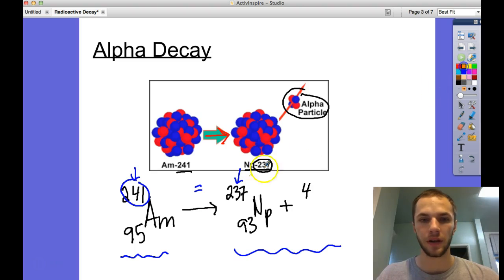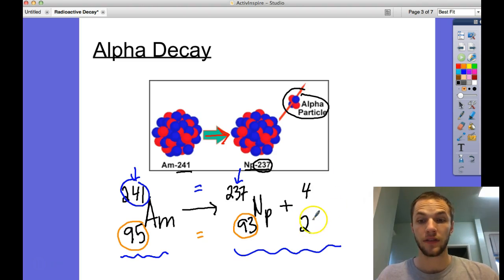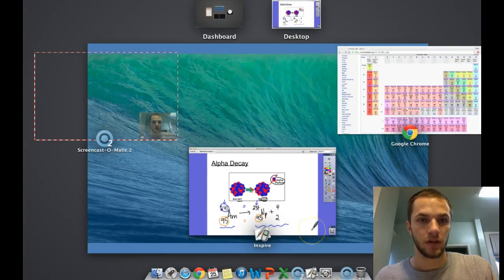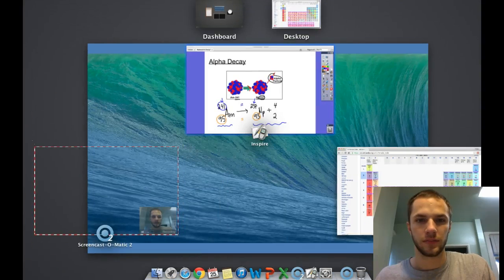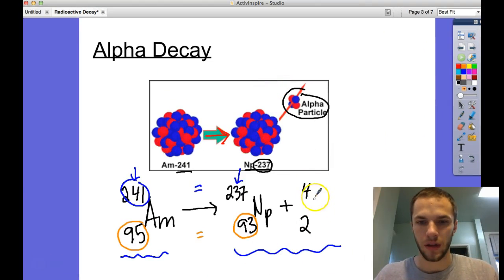Let's do that same logic with the atomic number. The atomic number here is 95 for americium. That has to be equal to the atomic number of neptunium, 93, plus the other atomic number. So the atomic number for this must be 2, because 2 plus 93 equals 95. Now I have to figure out what element this is. If I check the periodic table, the atomic number of 2 is helium. So I'm going to write the symbol for this element, which is He.